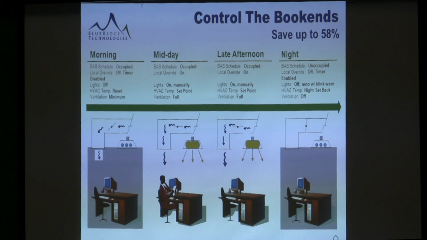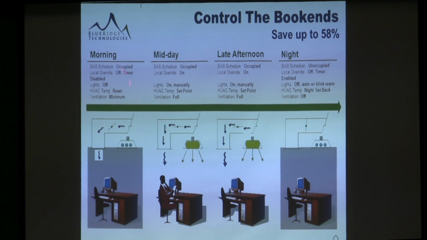When we look at a control strategy that takes care of this, what I'm trying to do is combine the building automation control system with the lighting control system. So what you'll see is here, I'm leveraging what the BAS schedule is, what its status is. When the system goes occupied in the morning, we disable the timer function on the local override switch.